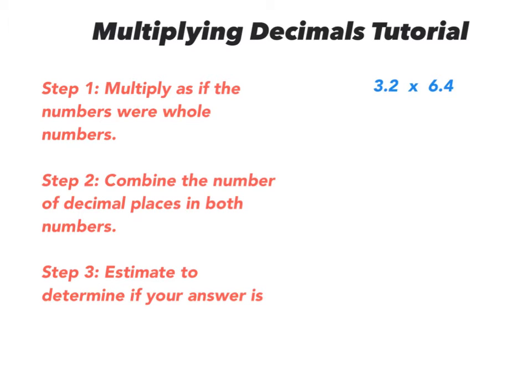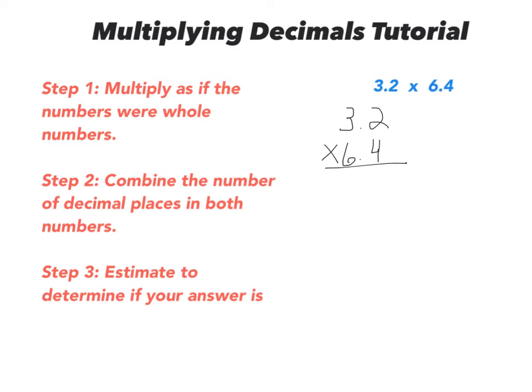Step 1 says to multiply as if the numbers were whole. So I'm going to rewrite this vertically instead of horizontally. So I have 3 2/10 times 6 4/10. And then I'm going to multiply those as if they were whole. So I would think of it as multiplying 32 times 64.